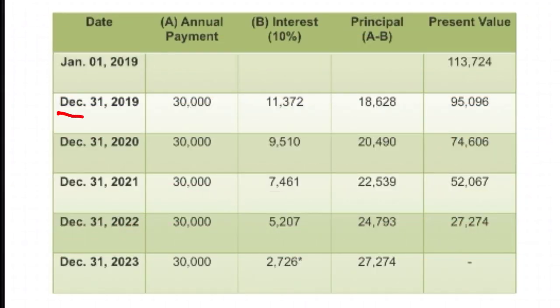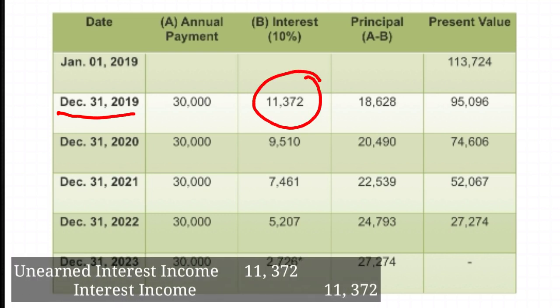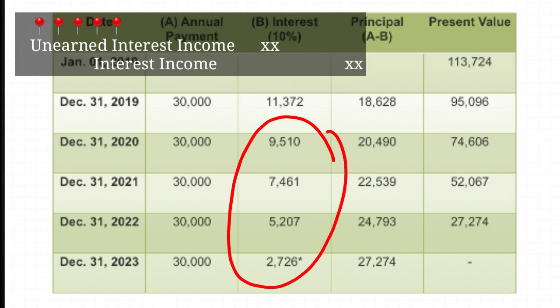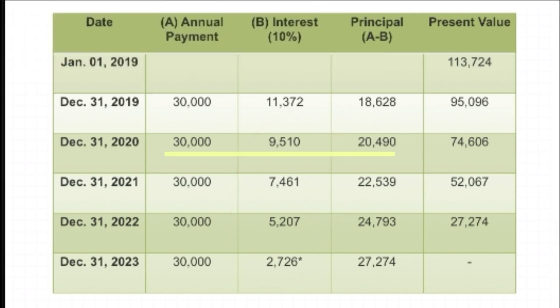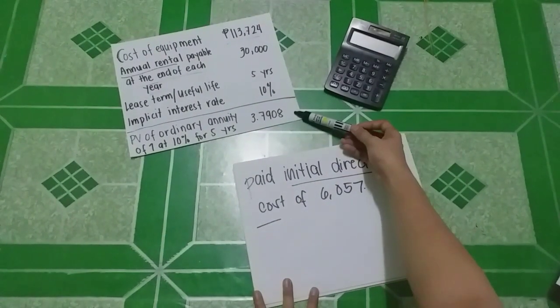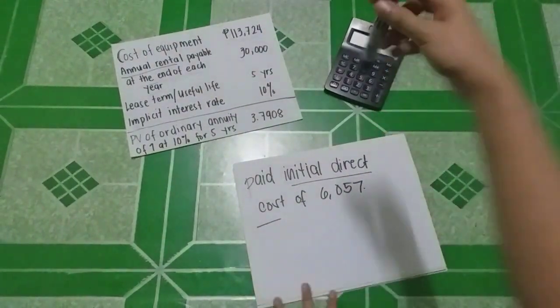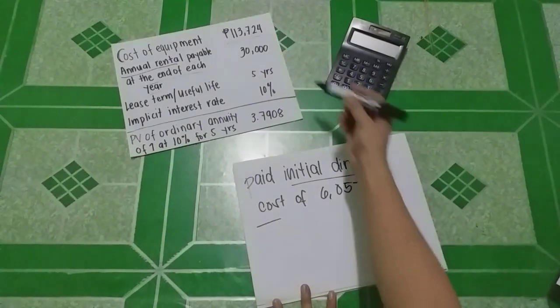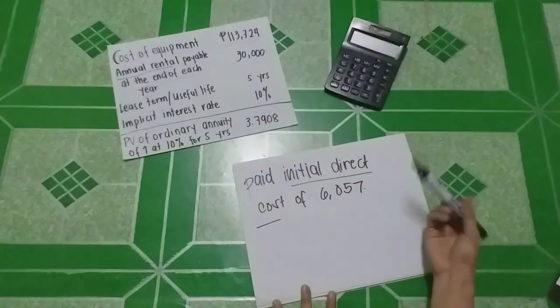So for December 31, 2019, we would debit an earned interest income of 11,372 and credit interest income of 11,372. And same goes for the next periods to recognize the interest income. So, paano naman kapag may initial direct cost? So, given the same amount sa problem kanina, but this time with initial direct cost, this cost should be added to the cost of the machinery to get the net investment.